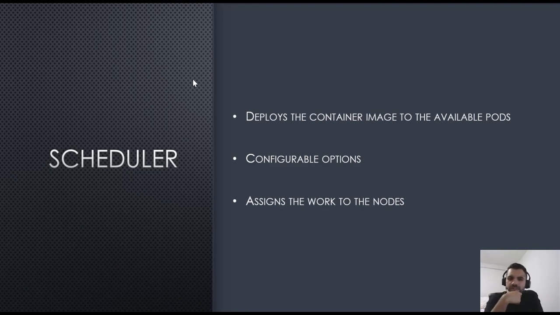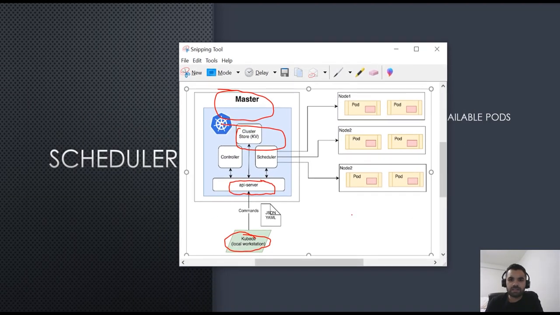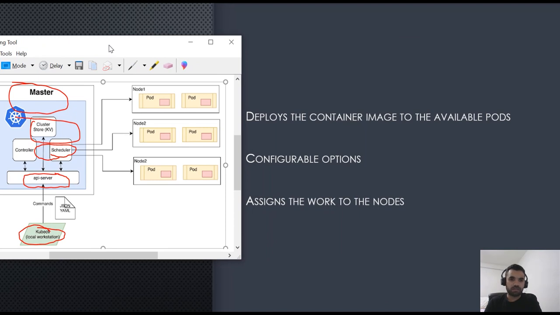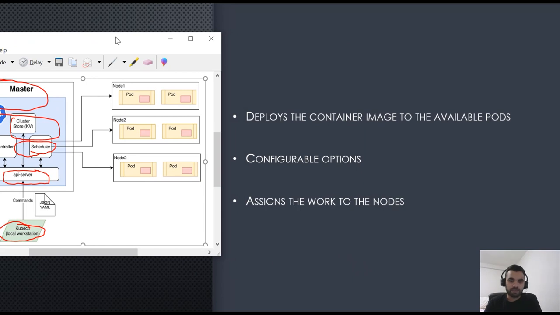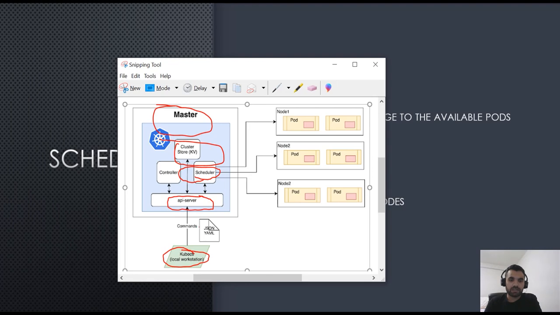Next one is the scheduler. The scheduler's task is to deploy the container image to the available pods. For example, if we go back here, the scheduler will get a task from the API that says you need to schedule this pod, or you need to run this application. Now the scheduler's task is to find out which pods are empty or have bandwidth, and schedule or run that application into the pod. It's going to deploy and do all of the tasks. It has many configurable options, so you can define the scalability, and we'll see those later in detail. But as far as you need to remember, the scheduler, as the name suggests, schedules the work that's been given by the API server.